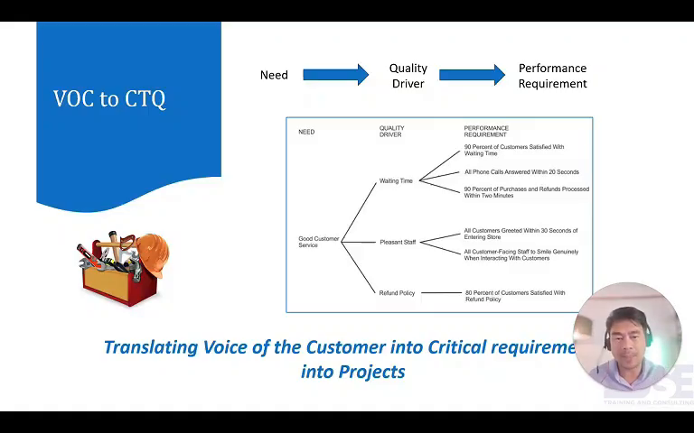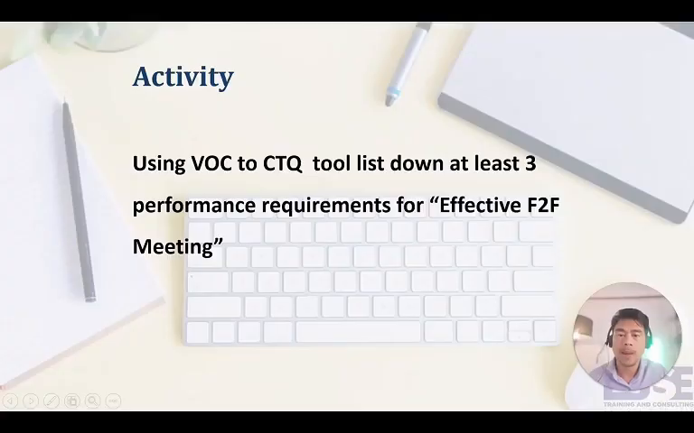Pleasant staff. How pleasant your staff are can be measured in terms of being greeted within 30 seconds upon entering a store, or a customer-facing staff member smiling genuinely when interacting with your customer. Refund policy. You can measure refund policy as percentage of customer satisfaction. Ideally, 80% should be satisfied with your refund policy. What this tool simply did was to convert a need into something that you can easily measure in terms of performance. At this point, we can have an activity.